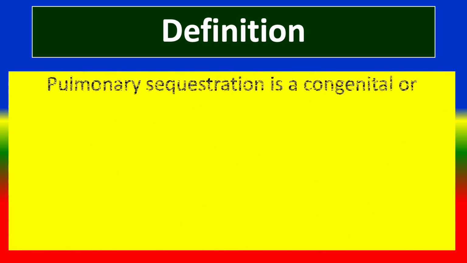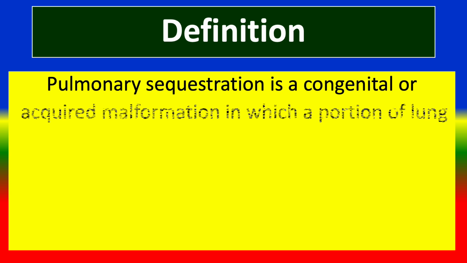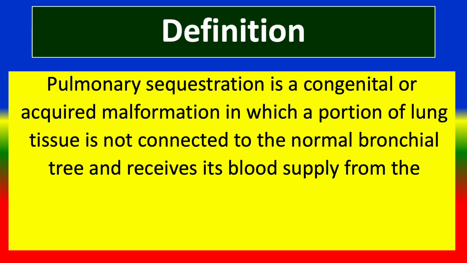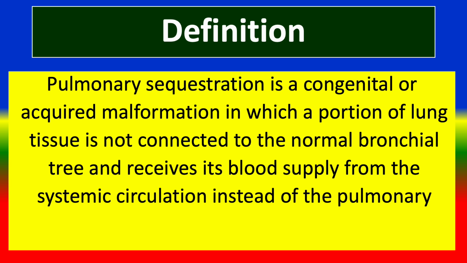Definition. Pulmonary sequestration is a congenital or acquired malformation in which a portion of lung tissue is not connected to the normal bronchial tree and receives its blood supply from the systemic circulation instead of the pulmonary arteries.